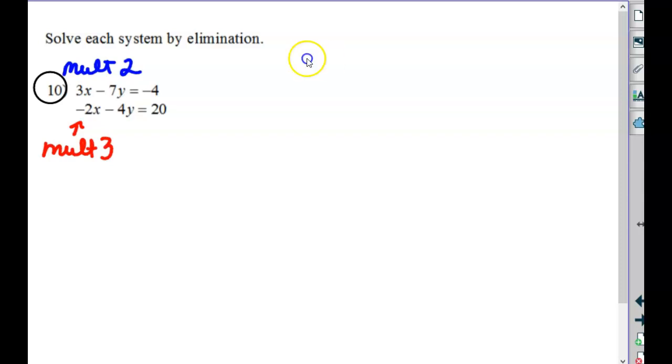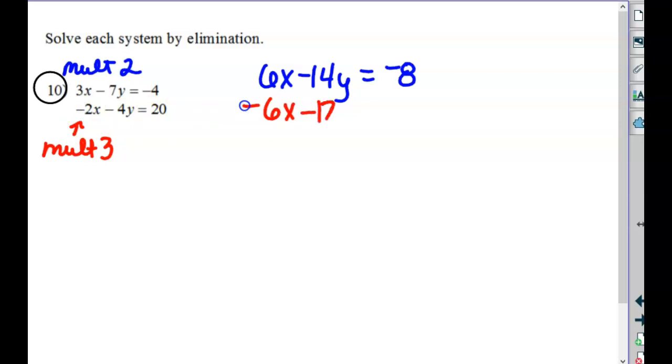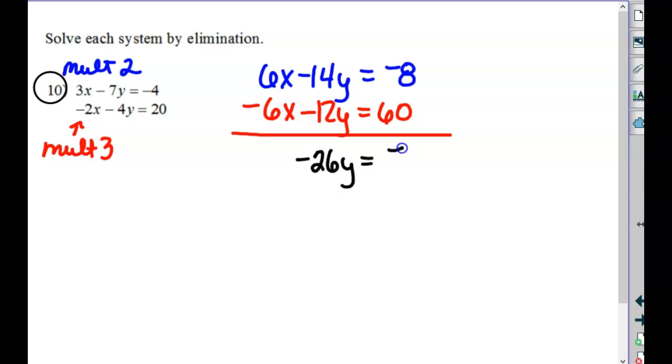All right, so the top one will become 6x minus 14y equals -8. Did I do that right, guys? And the bottom one, if I multiply all the way through by a 3, will be -6x minus 12y equals 60. All right, let's see what happens. I get -26y equals +52. If I divide, that comes out -2.